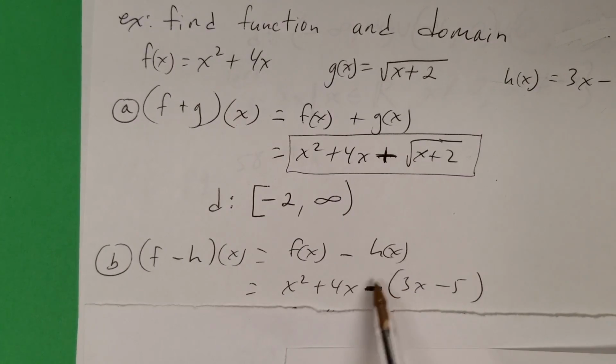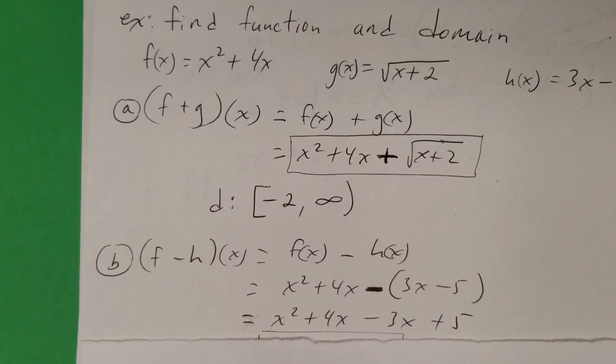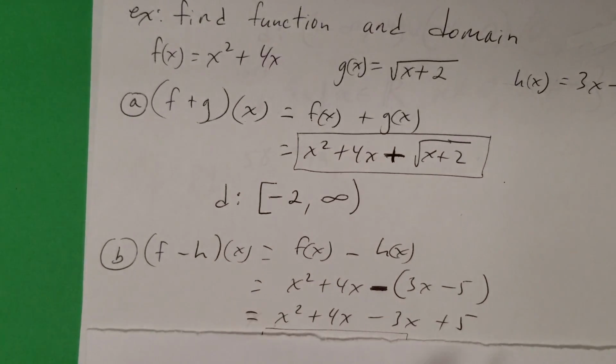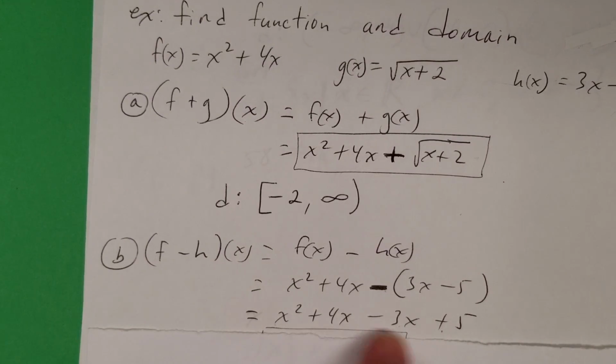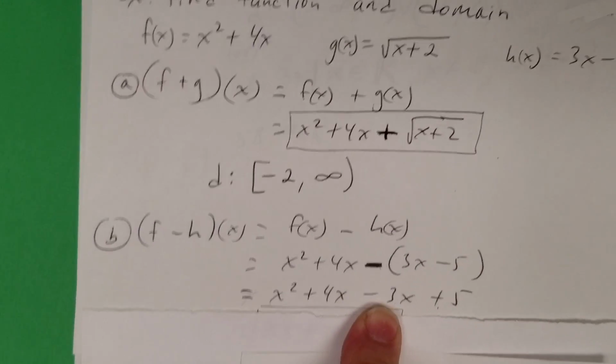So now you have to distribute the negative. So it's minus this. So you get minus 3x, minus 5 is plus 5. This is the function. Are we done? Not quite, because we can see that we can simplify something here. So go ahead and simplify.